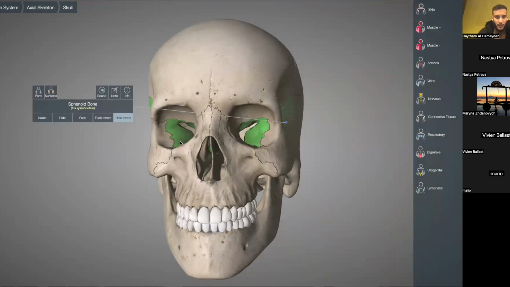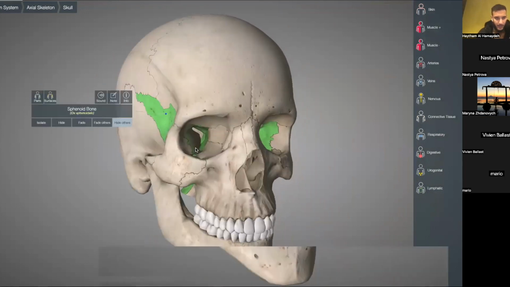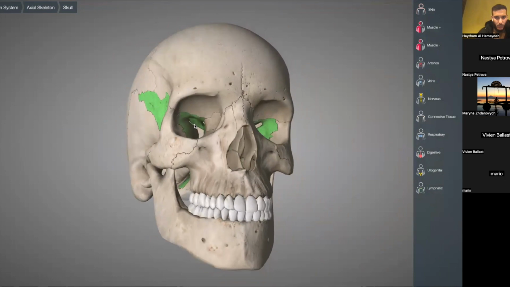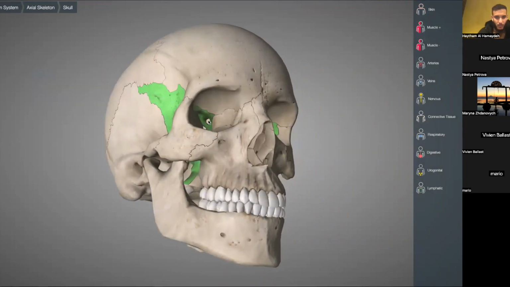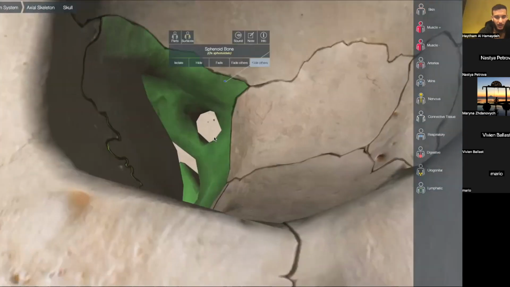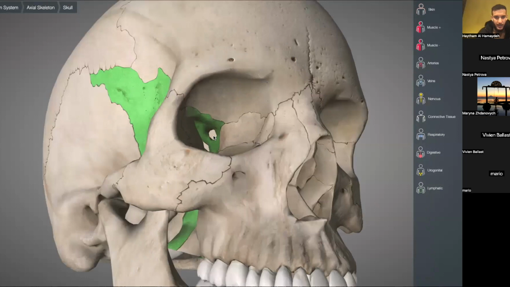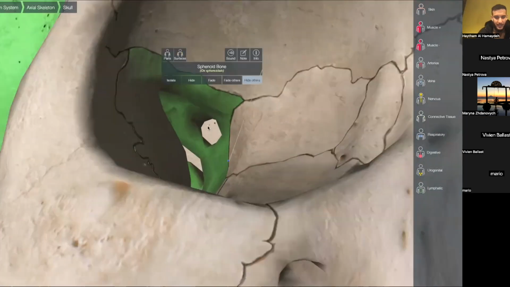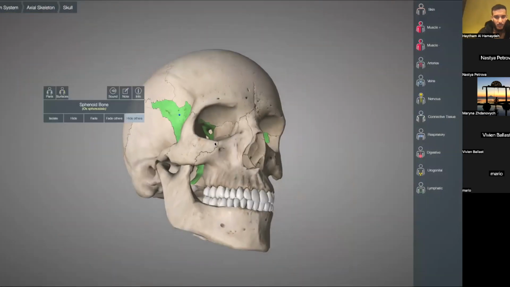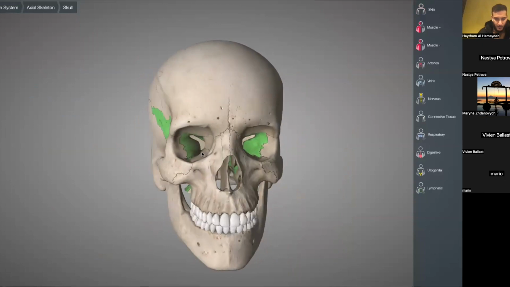Lateral: zygomatic and greater wing of sphenoid. And lastly we have apex and base. Apex, look, that's the apex. Boom. Optic canal. Base, that's the base. Imagine we have a cone: the base of the cone and the tip of the cone. Optic canal is the apex.